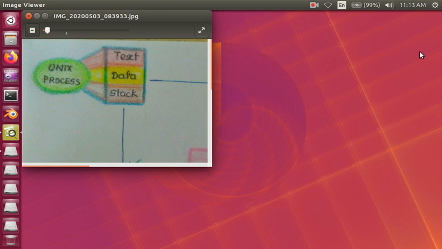Hello friends, let's discuss more about the processes. We have seen the life cycle of the process, and today we are going to discuss the layout of the system memory.